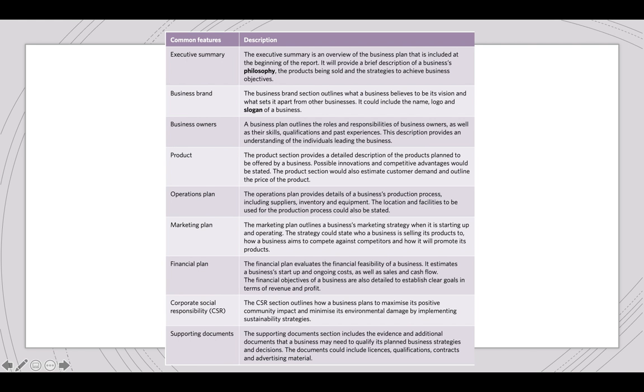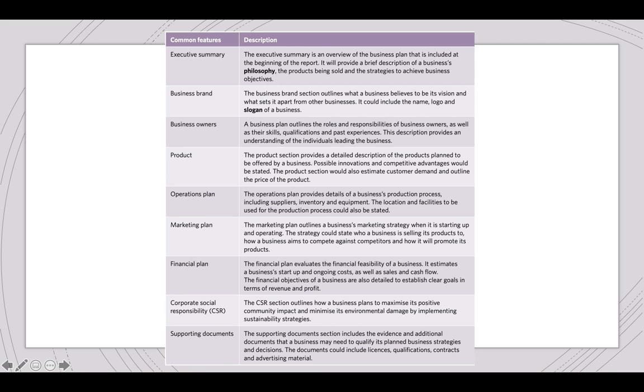Okay. The actual product itself, this should make up a fair chunk of the report. So the product section provides a detailed description of the products planned to be offered by a business. Possible innovations and competitive advantages would be stated.